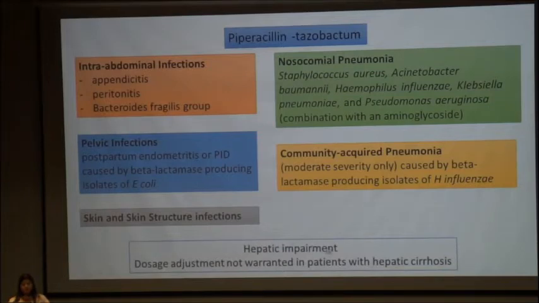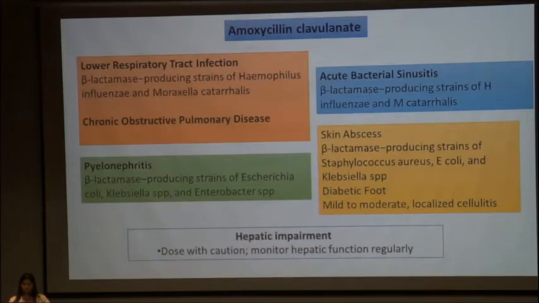In case of hepatic impairment, dose adjustment is not required for piperacillin-tazobactam, as it mostly follows renal metabolism, and therefore dose adjustment is not warranted in patients with hepatic fibrosis.